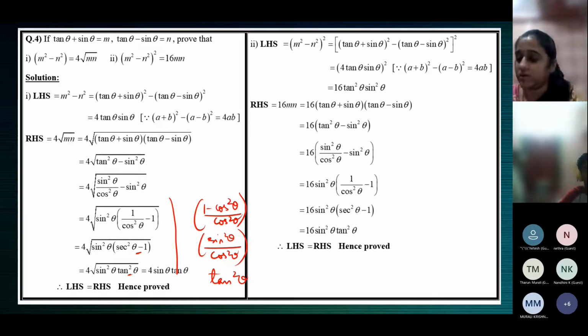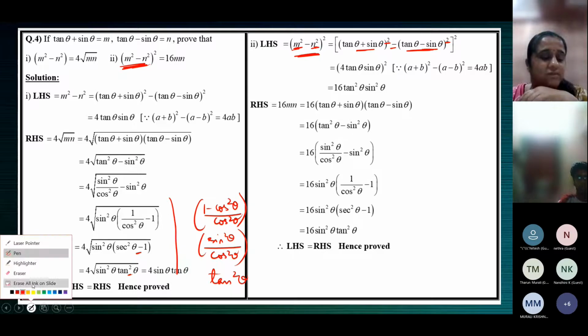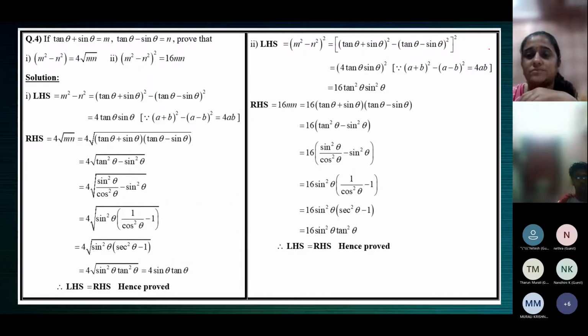Now the second part. We need to prove that m square minus n square, the whole square, is equal to 16mn. So take up the LHS again: m square minus n square, the whole square. Substitute the expressions for m and n. So this is m square, minus this is n square, and again the whole square. Substitute very carefully. Don't miss out on any squares.